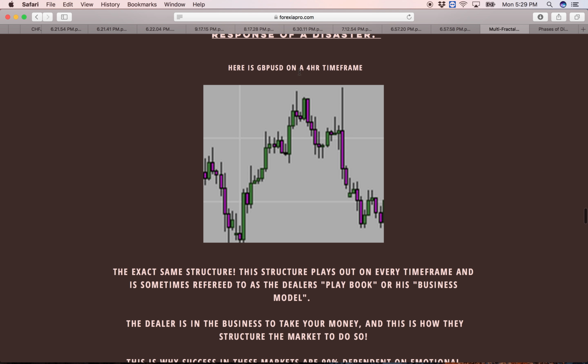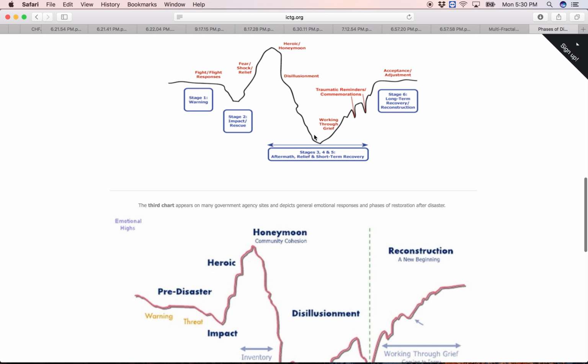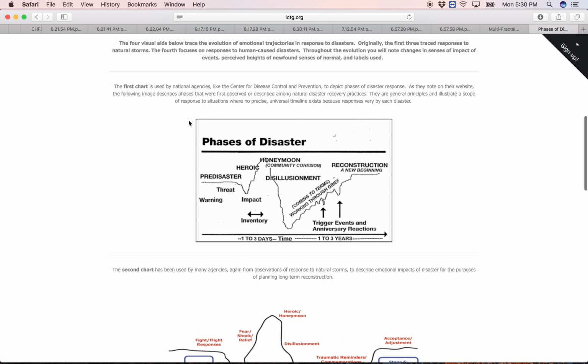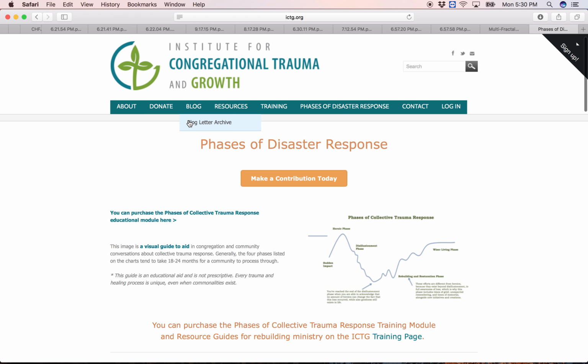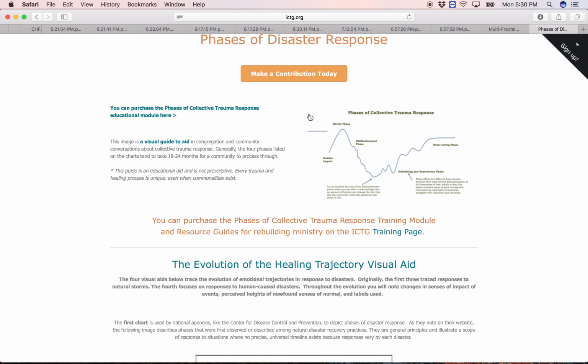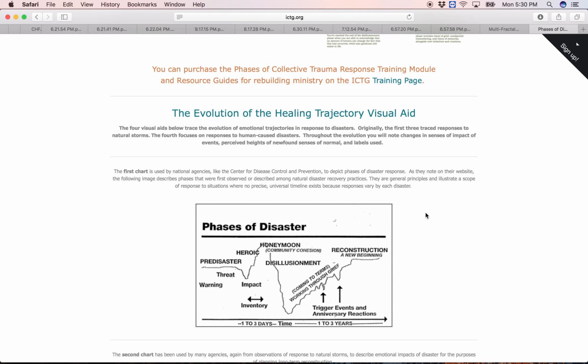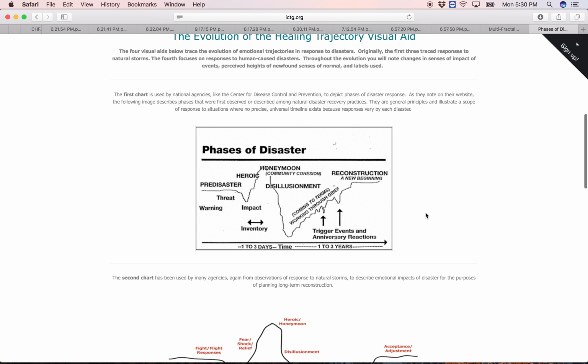Here we can see it on a 4-hour time frame. Let's go back to ICTG.org. Now, there are a few different phases, but this is basically how they depict what a human will go through when they're experiencing a disaster or grief. Now, this can happen on a micro or a macro, 1 to 3 days or 1 to 3 years.